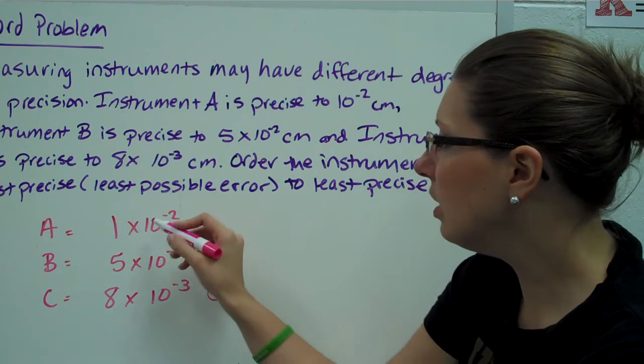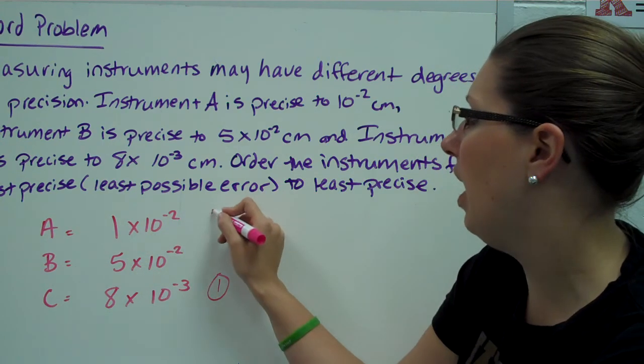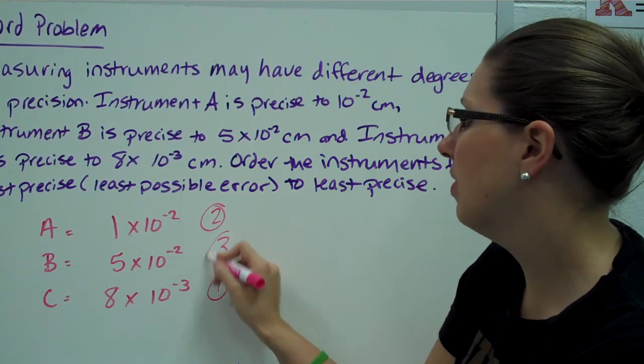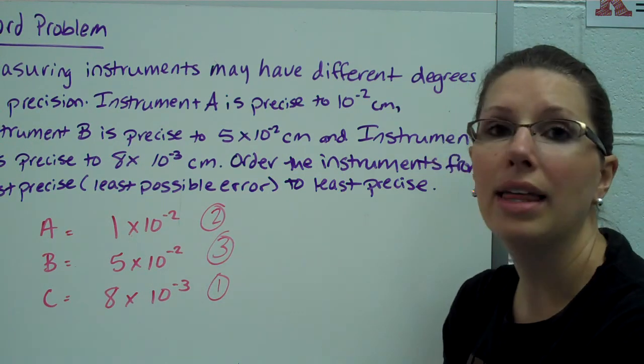And then these powers are the same, so I'm going to look to the numbers. 1 is smaller than 5. So this is my order. I've got instrument C, then instrument A, then instrument B.